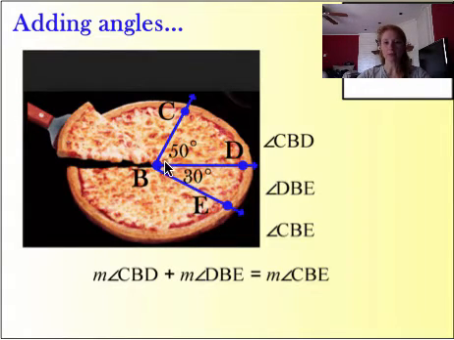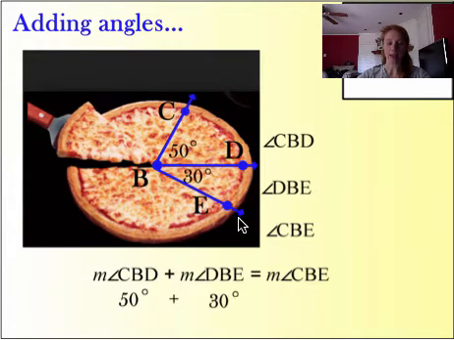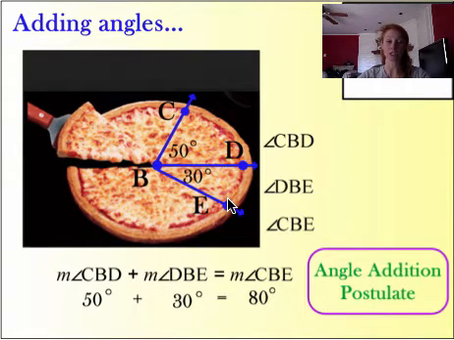So let's put some actual values to the angles. If angle CBD is 50 degrees and angle DBE is 30 degrees, then I can plug in those degrees for each measure of the angle, and together they would give me 80 degrees for the larger angle CBE. Okay, this idea is called the angle addition postulate. So right now I'd like you to pause the video and write down the angle addition postulate using this example.